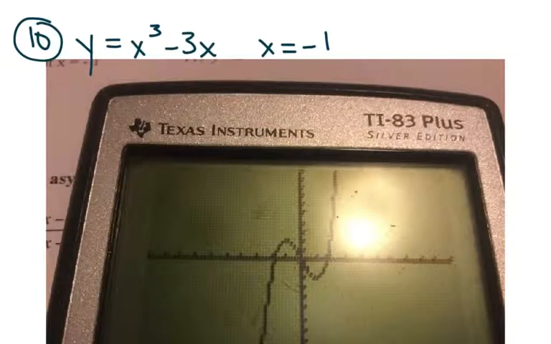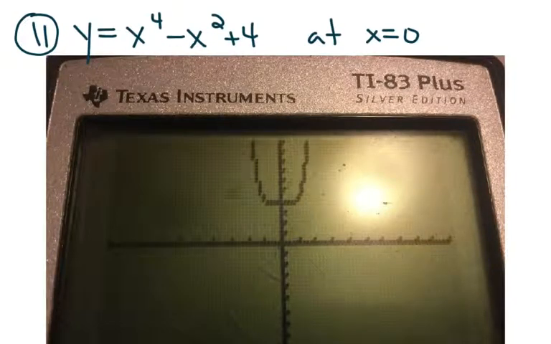Number 10 and 11, they want us to determine whether the given critical point is a maximum, minimum, or point of inflection. It's really easy to tell if you just look at the graph of the function. So I graphed x cubed minus 3x, and I want to look at x equals negative 1, which is here. So here's my point. Well, guess what it is? It's a maximum. Number 11, y is equal to x to the 4th minus x squared plus 4 at x equals 0. Well, here's x equals 0. It's a low point in the graph, so it must be a minimum.